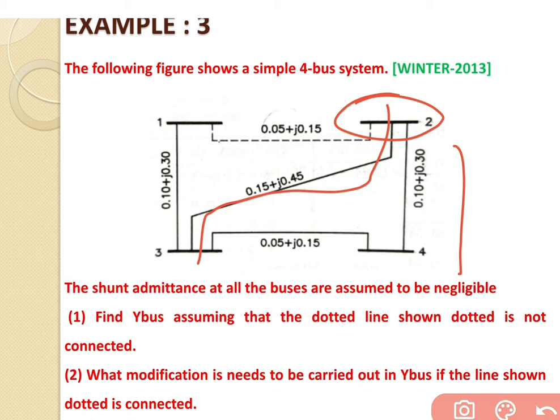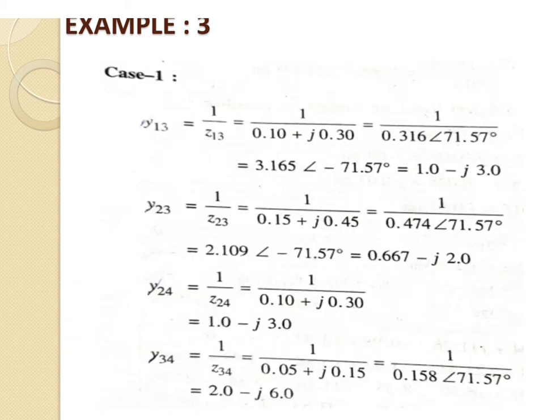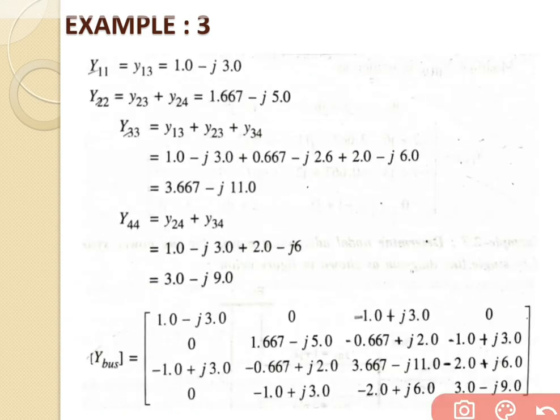Inside case number 1 we don't have to consider this dotted line, so we will remove this line. So only two lines are connected at bus number 2, that is y23 and y24. So the equation is written as y22 is equal to y23 plus y24. If we solve this equation, we will get the answer 1.667 minus j5.0.